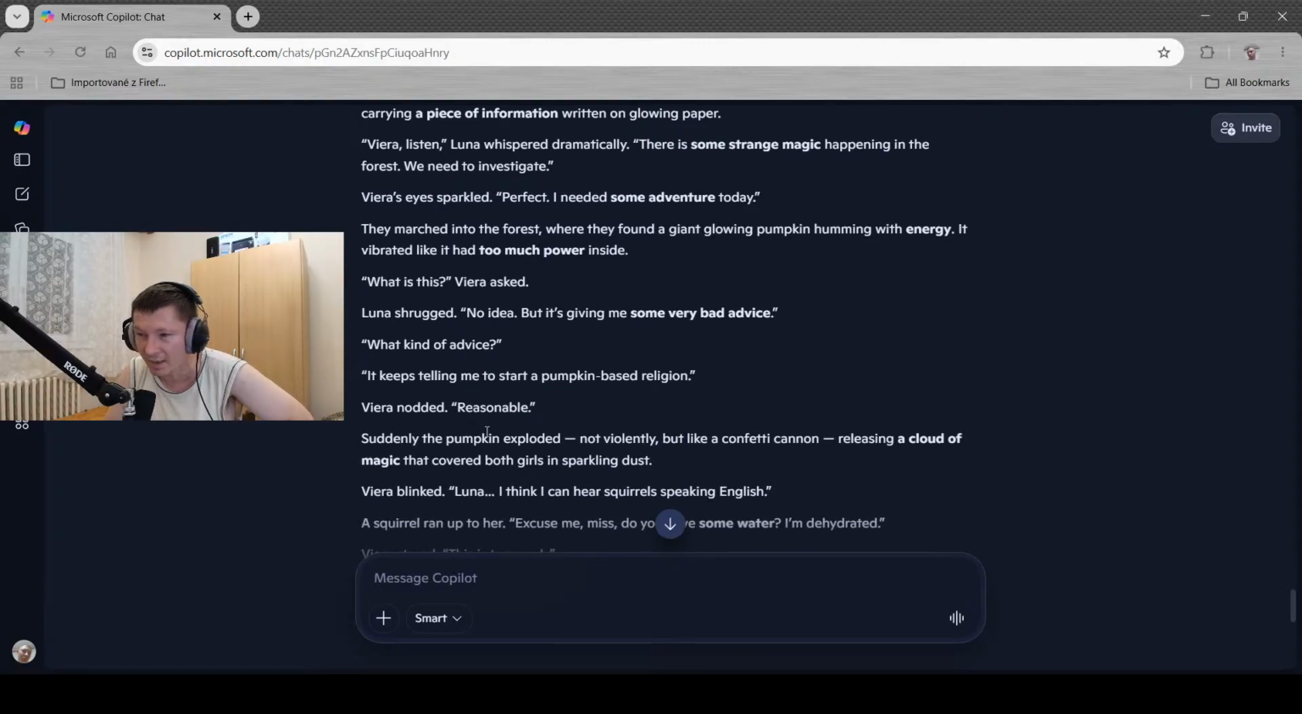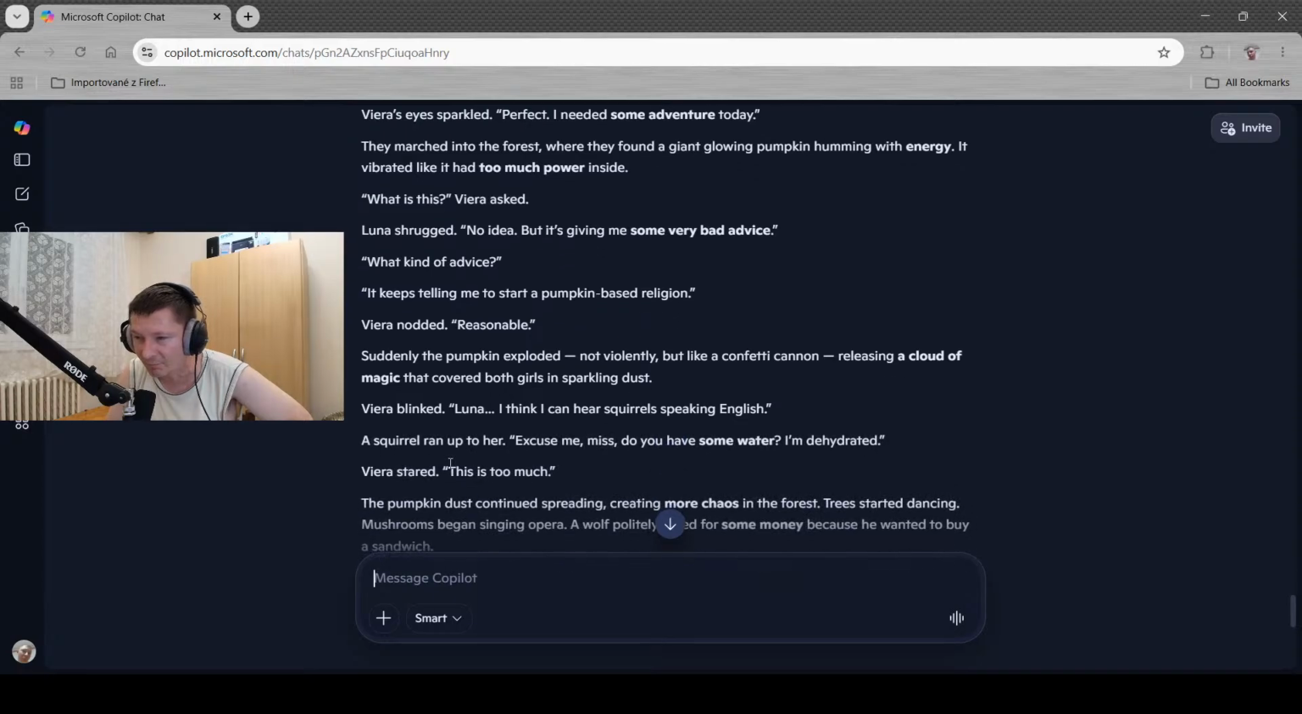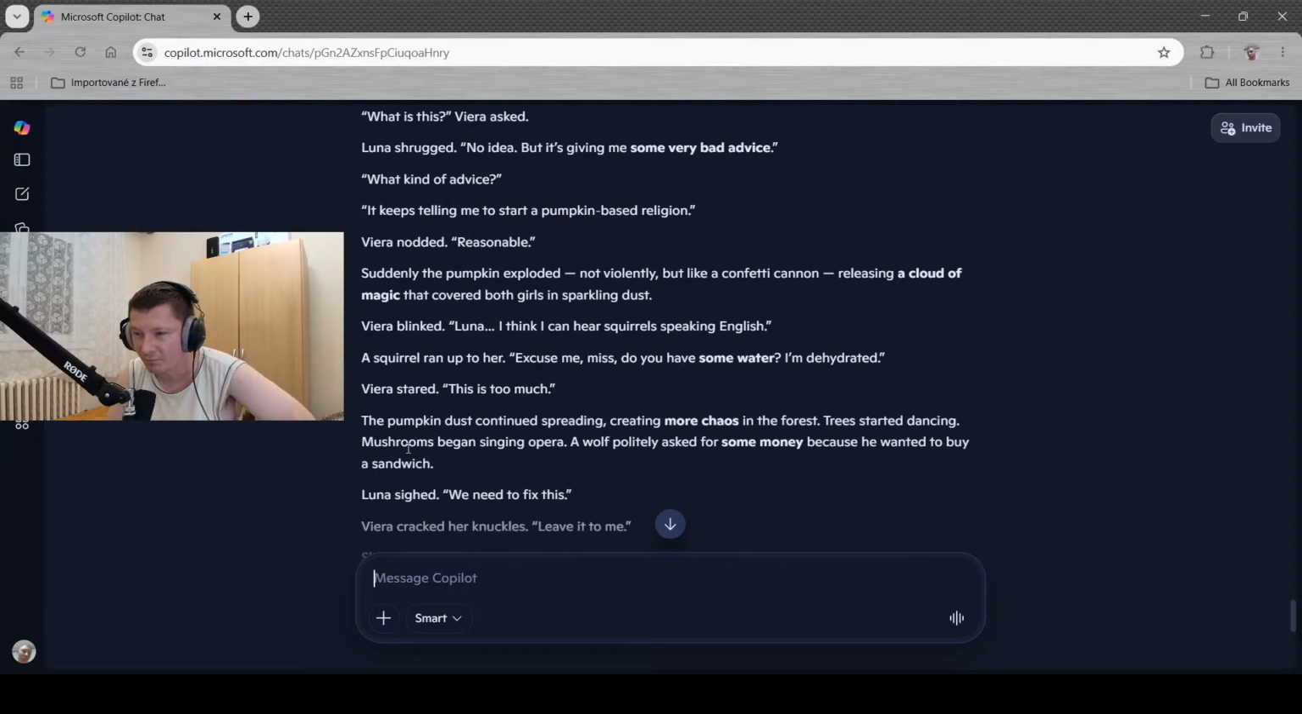Not very reasonable. Suddenly the pumpkin exploded, not violently, but like a confetti cannon, releasing a cloud of magic that covered both girls in sparkling dust. Viera blinked. "Luna, I think I can hear a squirrel speaking English." A squirrel ran up to her. "Excuse me, miss, do you have some water? I'm dehydrated." Viera stared. "This is too much!" The pumpkin dust continued spreading, creating more chaos in the forest. Trees started dancing. Mushrooms began singing opera. A wolf politely asked for some money because he wanted to buy a sandwich.